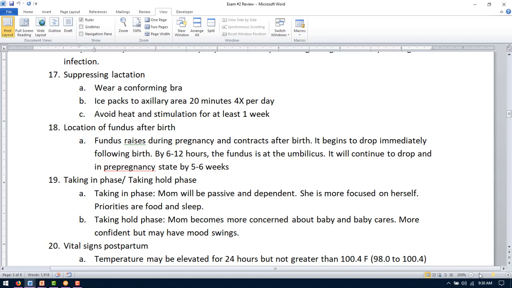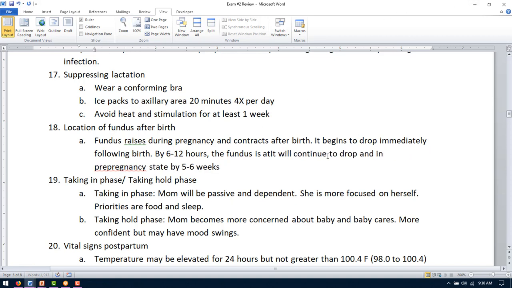Location of the fundus after birth. During pregnancy, that fundus will rise depending on which week you're in. After birth and that baby's expelled, it'll be way down behind the pubis. But immediately after that placenta is expelled, that fundus rises back up to the umbilicus, and then 6 to 12 hours at the umbilicus.